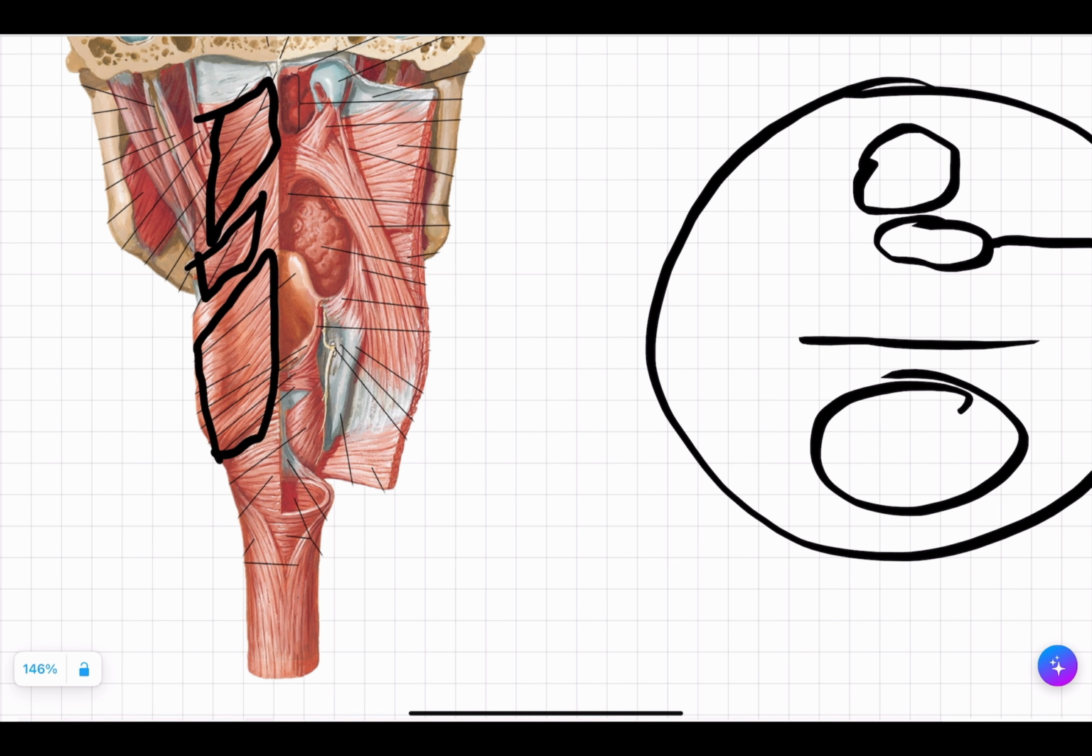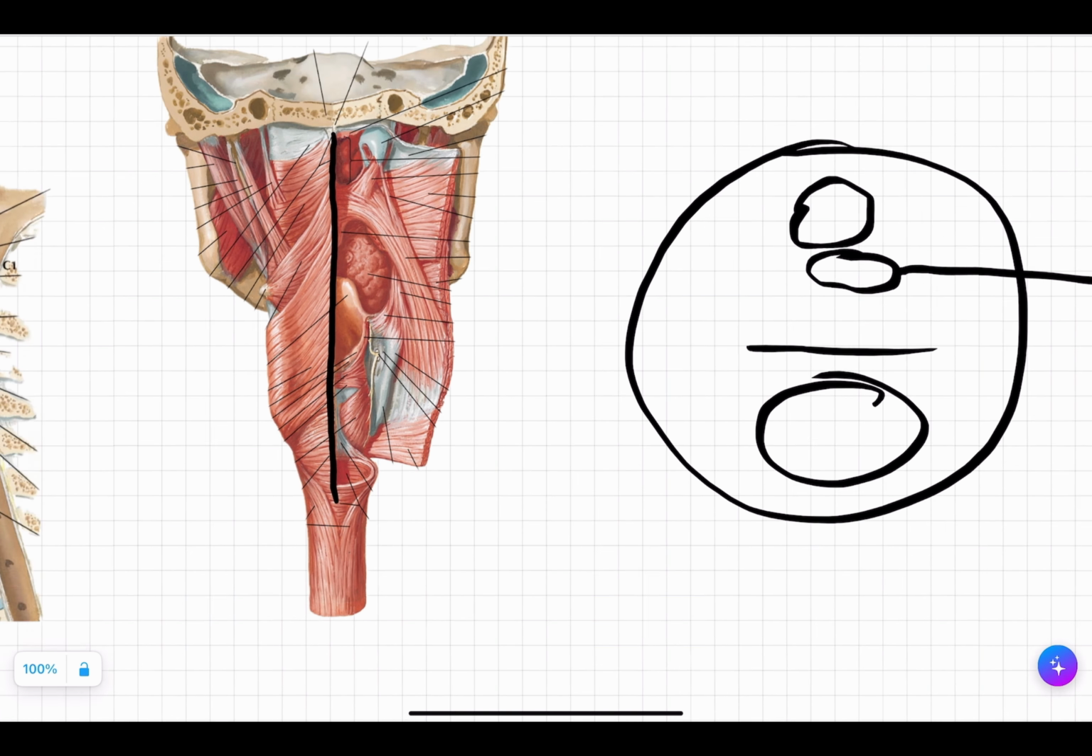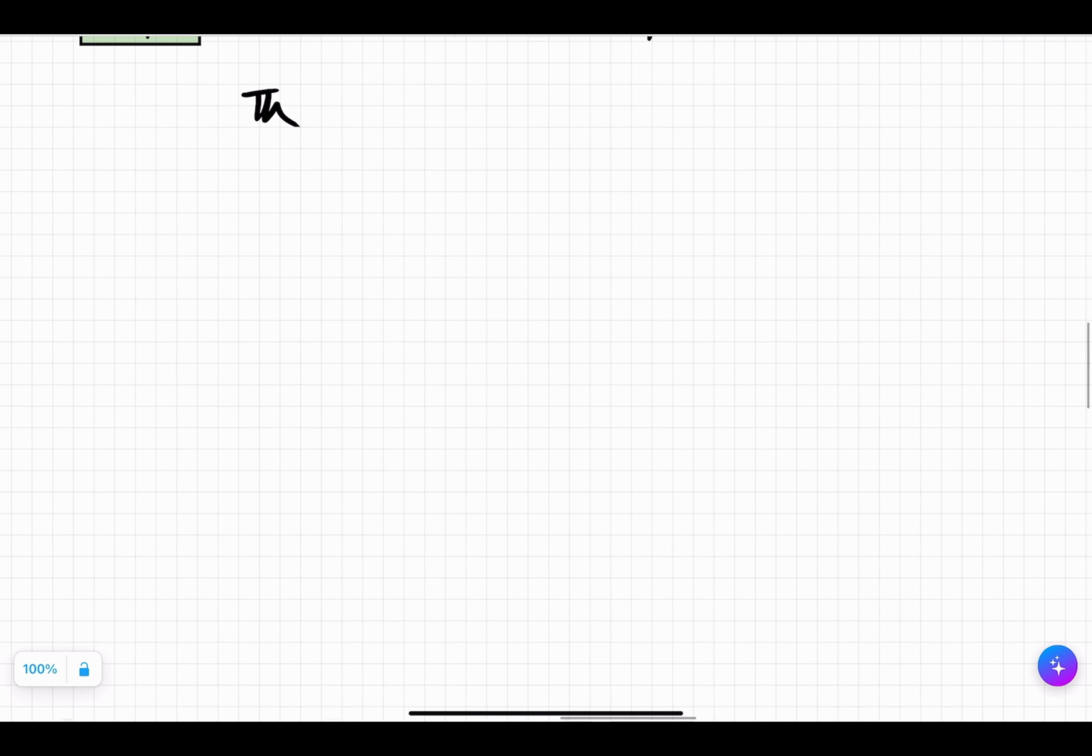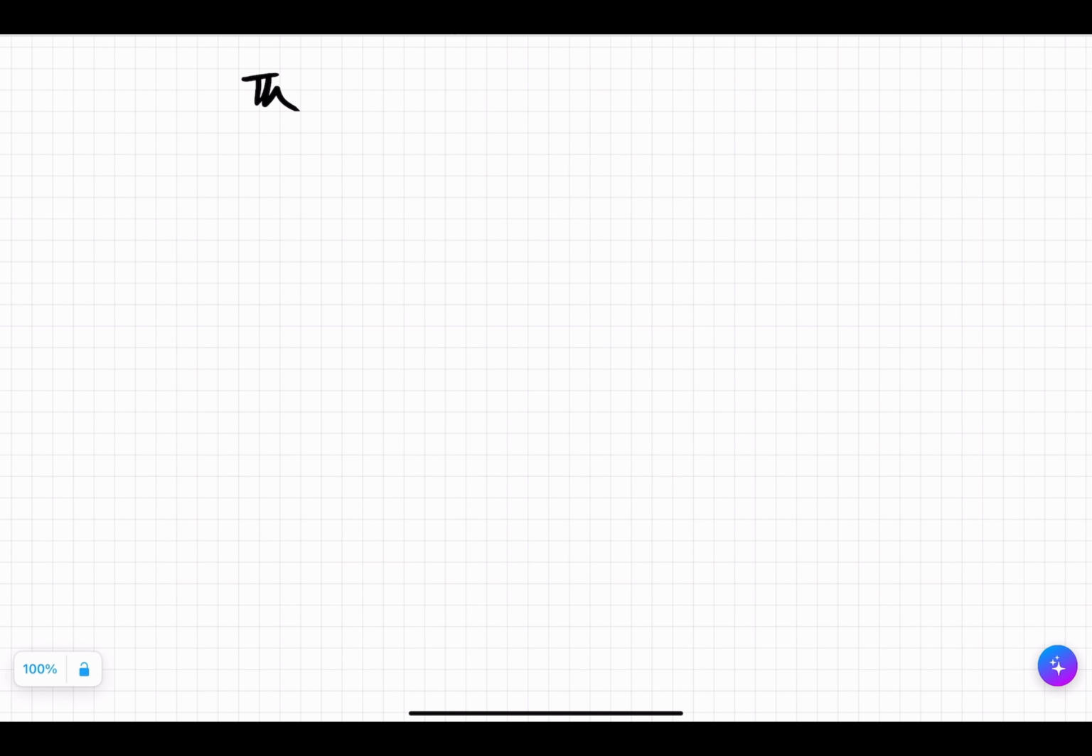They all originate anteriorly, but where are they inserting? You will see this is a line. So this line on the posterior wall is the thickening of your pharyngobasilar fascia, and it serves as the insertion of all of your constrictor muscles. So that's our 4 layers and their significance. Now we discussed everything about the fascia. Now let's discuss our muscles or the muscular coat, which is the third layer.